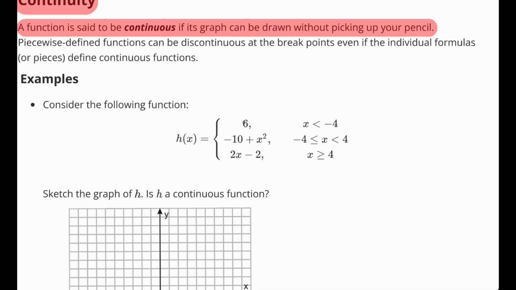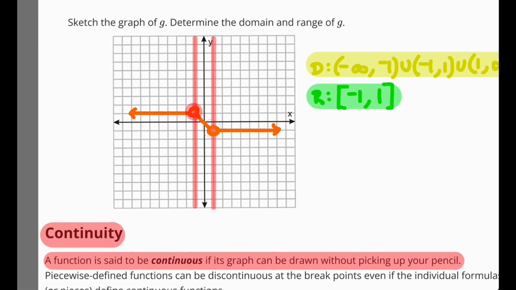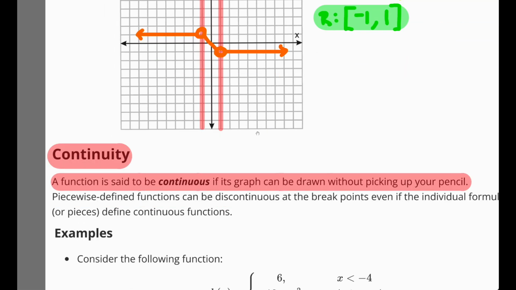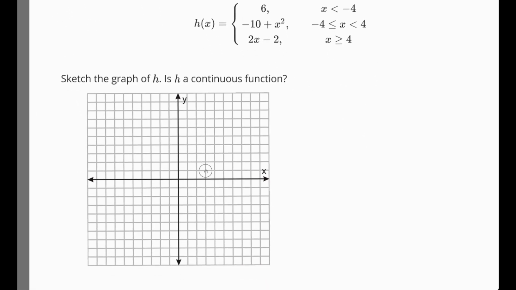If we go back to our previous example, you'll notice that this is not continuous, okay? There's a hole here and a hole here. For something to be continuous, there can't be any holes, jumps, or gaps. In this case, there are, so it is not considered continuous. We're going to be doing a similar thing. We're going to be graphing this and basically figuring out if this function, h, is continuous or not.